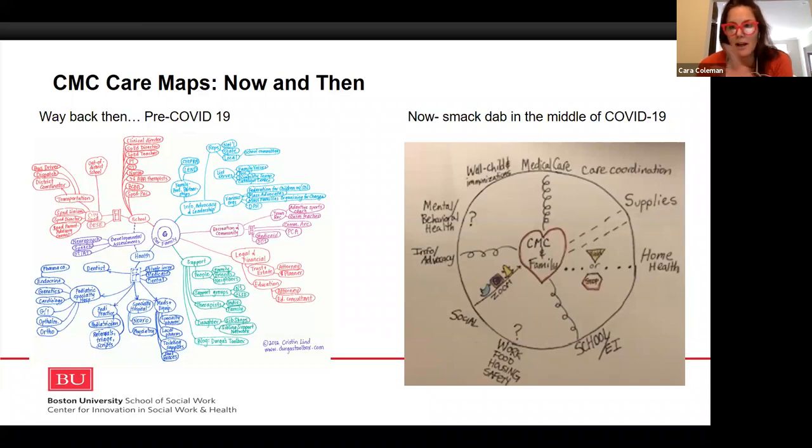And Meg had the brainiac idea to compare a pre-COVID care map. So I went back to Kristen Lynn, the grandmother or grandpoobah of all care maps, and then created on the right here, smack dab in the middle of COVID-19, what does this care map look like? And my thought here was trying to express this in the frame of coping and resilience and leadership.